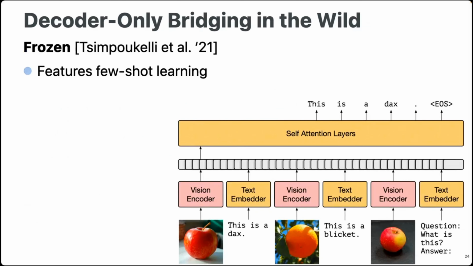So let me quickly flush through some examples. For example, Frozen, which we have talked about in previous sessions. Frozen features few-shot learning because we can feed multiple inputs as prefixes and get something auto-regressively as outputs.